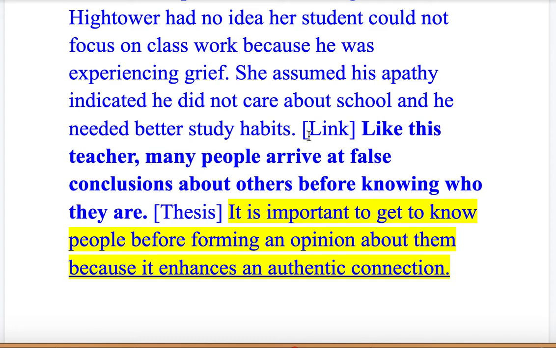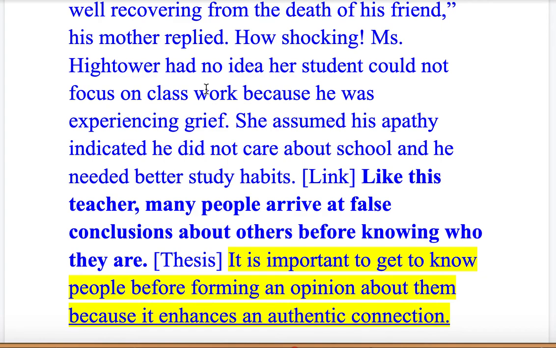Now, here's the link. Okay, well, this isn't creative writing. We're not just writing a story. It's an essay. It's formal. We're in an English class or a psychology class. So you need a link. This is your bridge. You already wrote the thesis in the planning, remember.